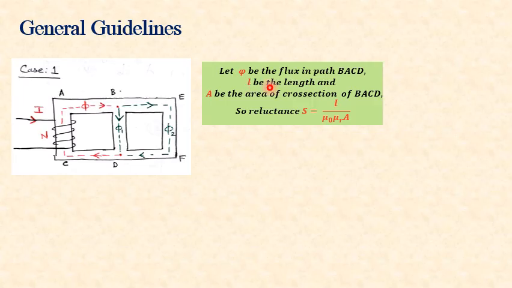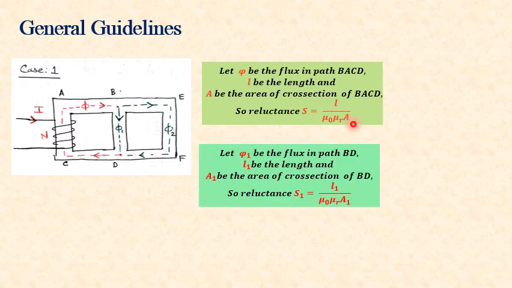Let phi be the flux in the path BACD. Let L be the length of this path and A be the area of cross section. So the reluctance of path BACD, S, is equal to L by mu 0 mu r into A.